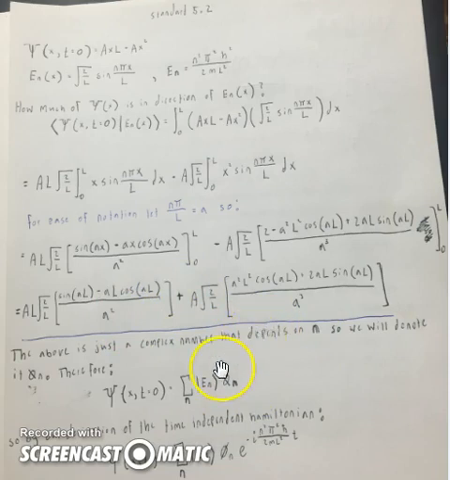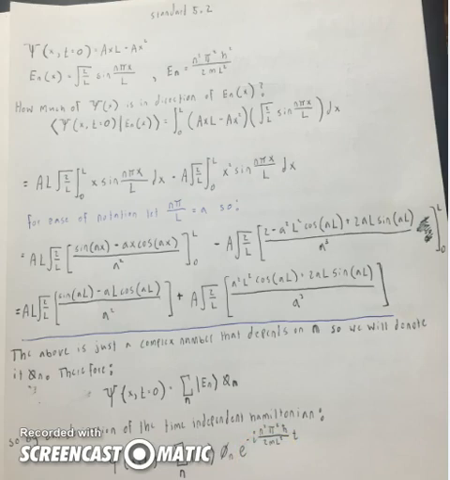So therefore, since the Hamiltonian here is time independent, we know that our time evolved state is going to be this sum with our decaying exponential.